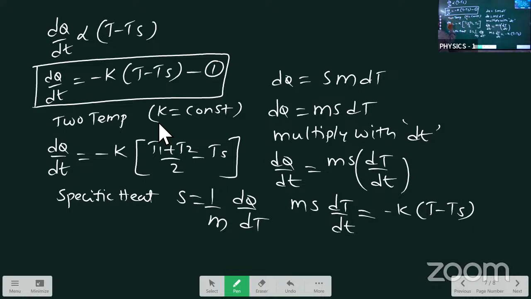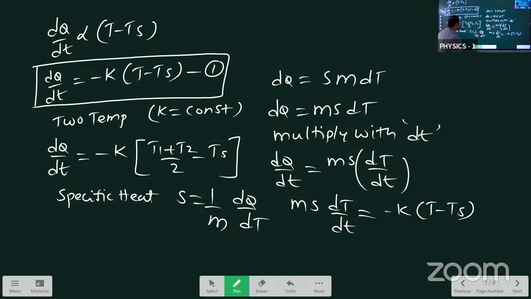Now write dQ/dt equals minus k. Two temperatures come from the problem: (T1 plus T2)/2 minus Ts. This is the formula in terms of heat. One more formula in terms of temperature. Specific heat S equals 1/m into dQ/dt. Specific heat is an important concept in chemistry also. In chemistry notation, you take the C notation. C and S are both the same. S is specific heat, 1/m into dQ/dt.